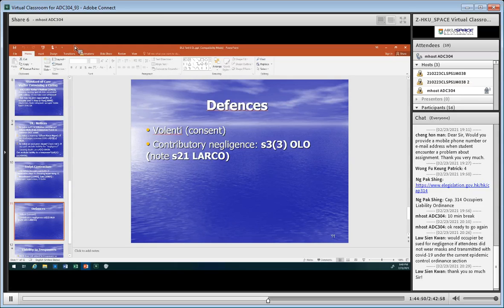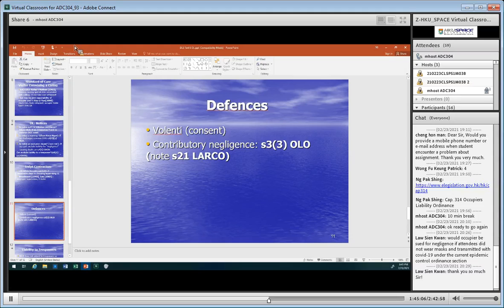Okay, so contributory negligence, everybody absolutely must know. Remember, top of the list for your sources of law for contributory negligence, always section 21 of LACO, and then of course add in those cases that we've mentioned before.